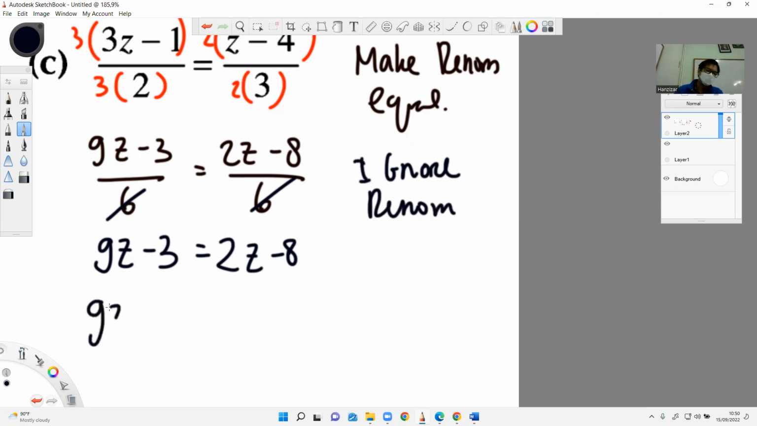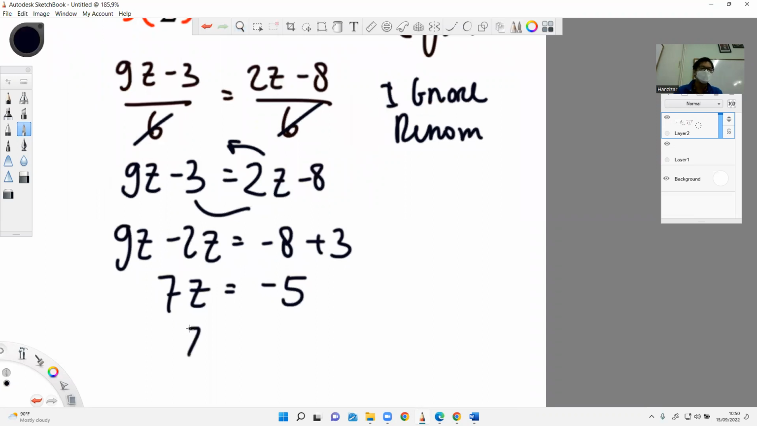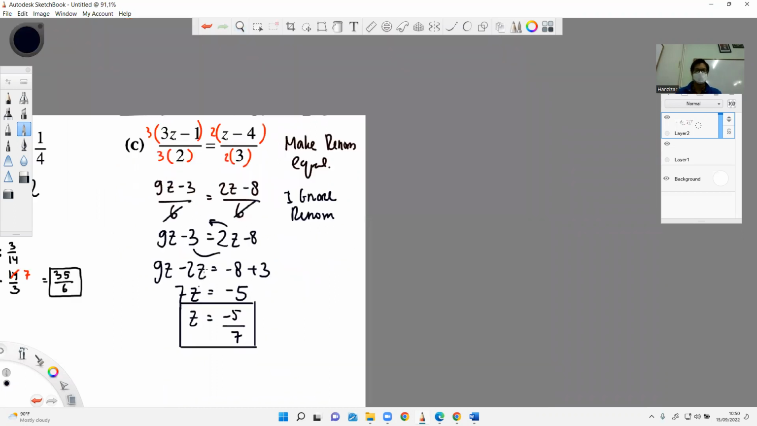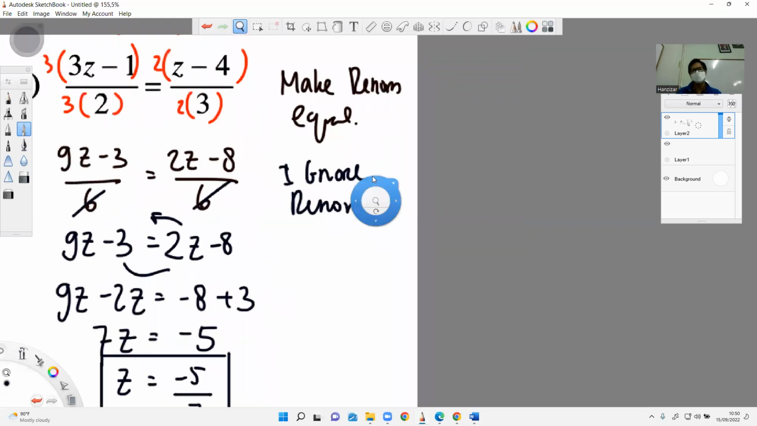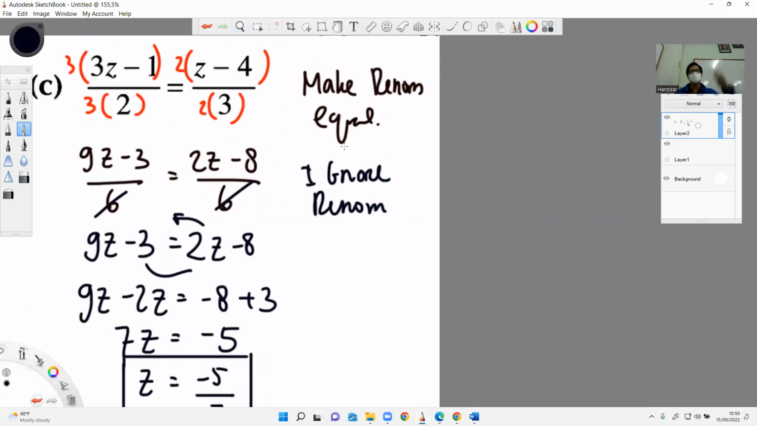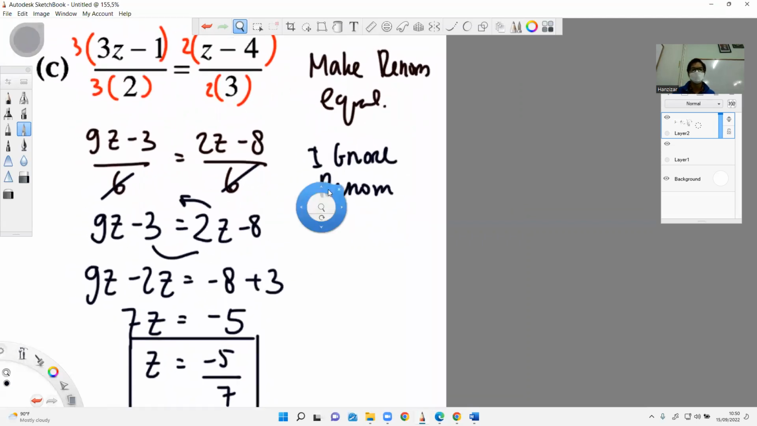Then 9z minus 2z equals negative 8 plus 3, right? 7z equals negative 5. So the z will be negative 5 over 7. That's it. Why over 6 again? No need, because I ignored the denominator already. Ignore, throw it all away. Okay? Write down.